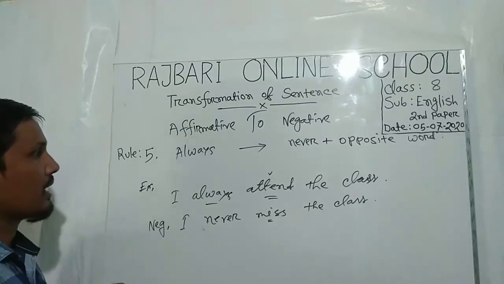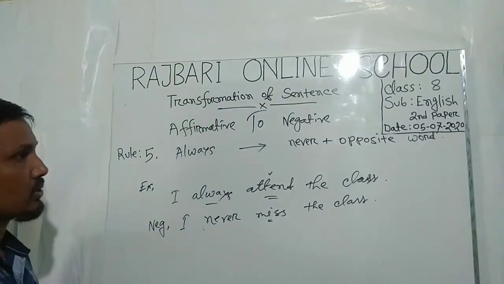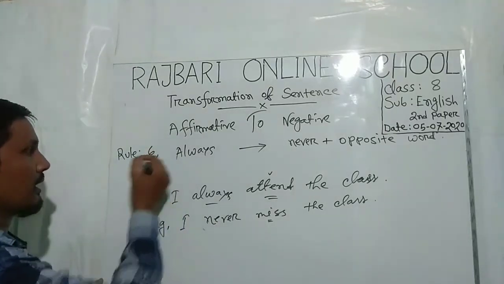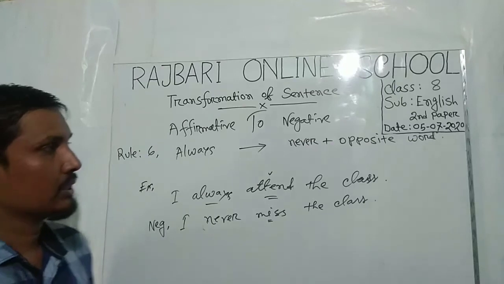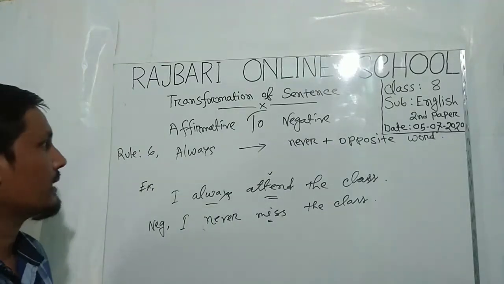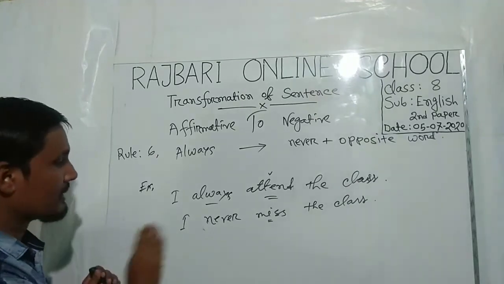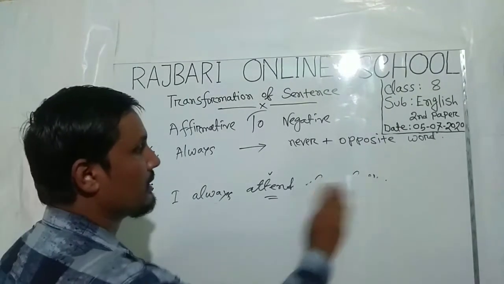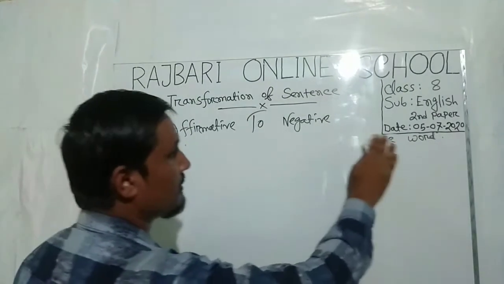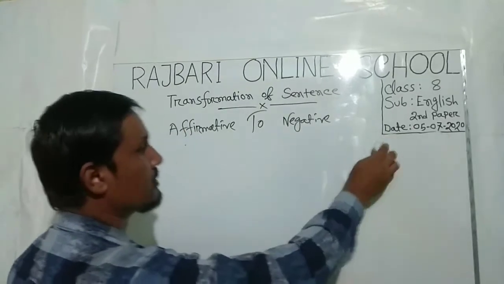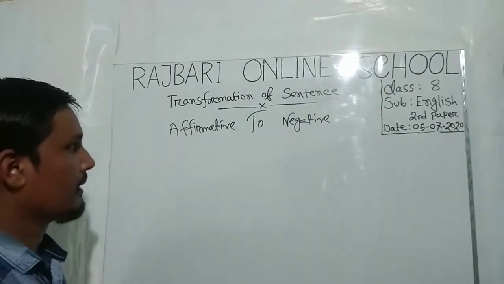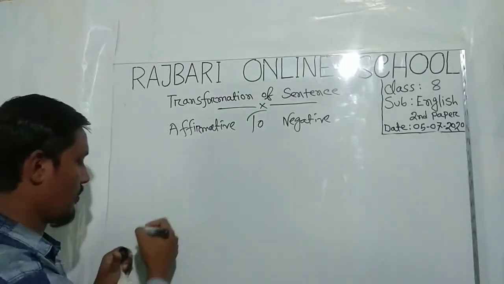Okay, I hope you have understood the rules 6 very well, and from these rules you have understood how to make the sentence into negative from the sentence affirmative. If you practice this type of rules in your house in this crucial time of COVID-19, because you are staying in your house, you can do well in your exam. Okay, now take homework.